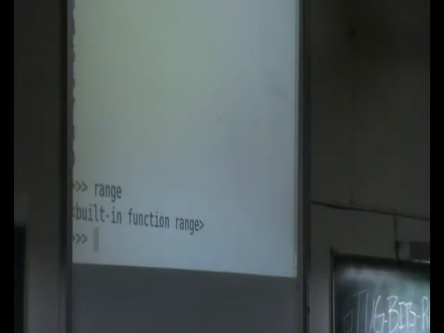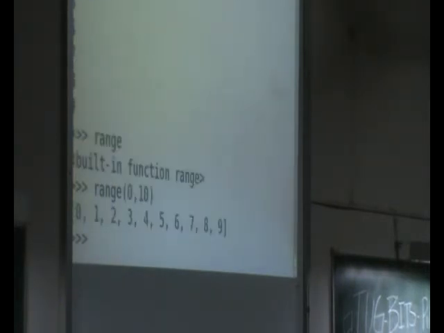So let's see what range of 0, 10 does. The output looks like an array. Slow but right. The output looks like an array. In Python we call this a list.